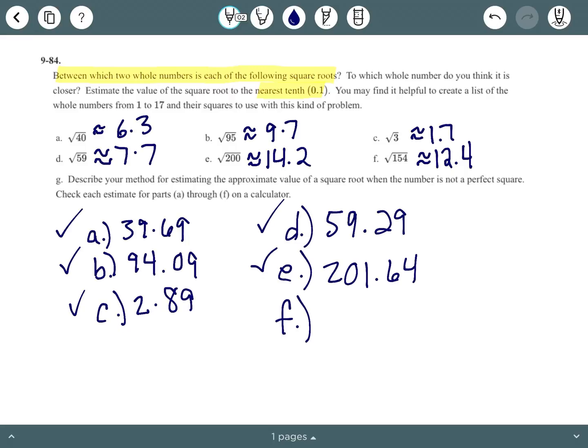All right, our last one is the square root of 154. So our estimate was 12.4. So I'm going to put 12.4 squared into my calculator, which gives me 153 and 76/100ths. I don't think we're going to get closer than that, folks. So we are good with our estimate of 12.4.